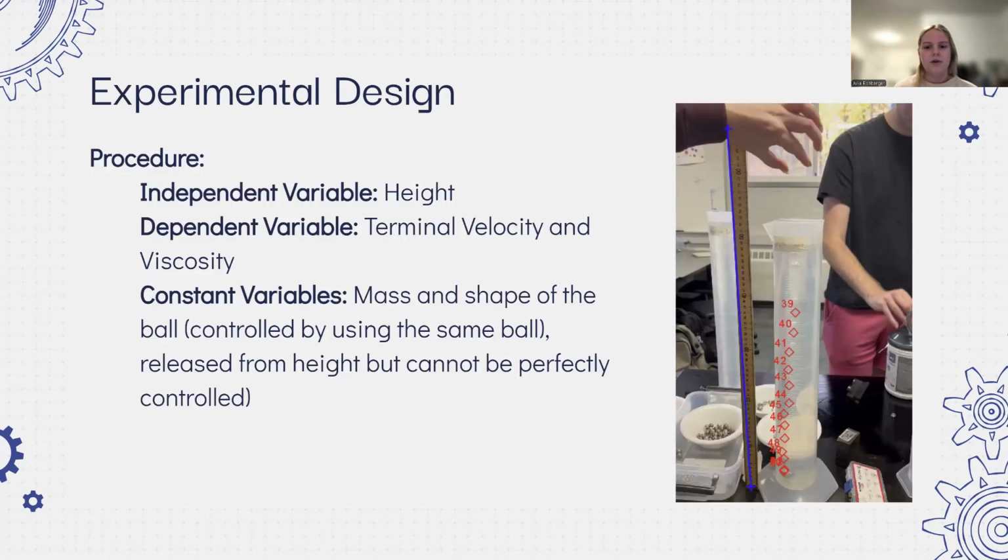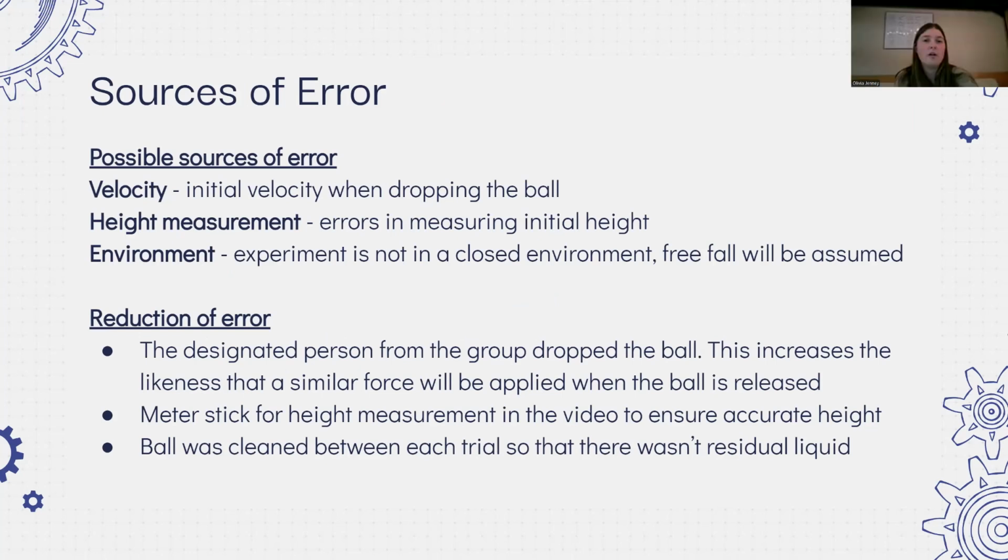All right. So for our experimental design, what we did is we had to figure out an independent variable, which we knew was height. We did a dependent variable, which was the terminal velocity and the viscosity that we will calculate. And then we kept the constants the same. So the same ball, so it has the same shape, the same mass, and they're all dropped from the exact same measurement for height. So our sources of error were velocity, height measurement, and environment.